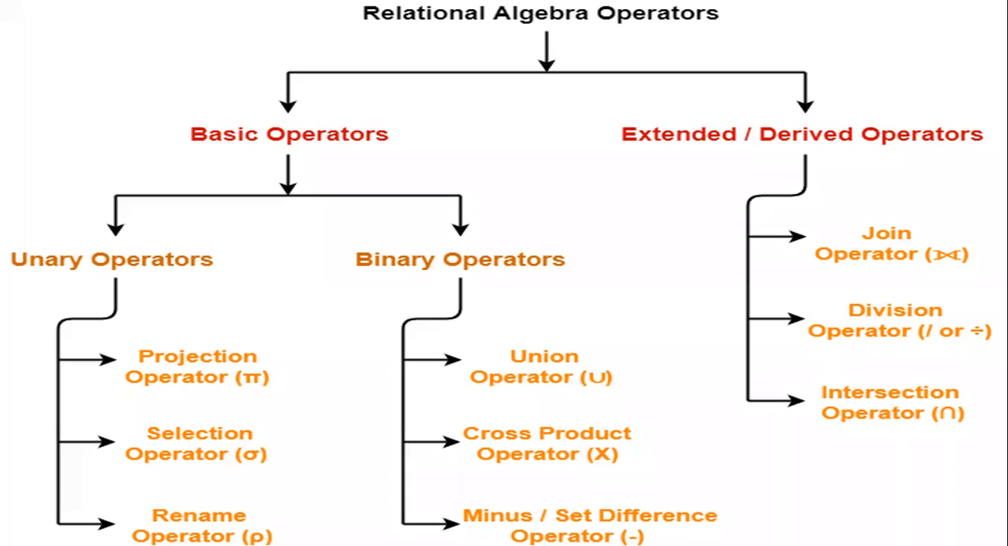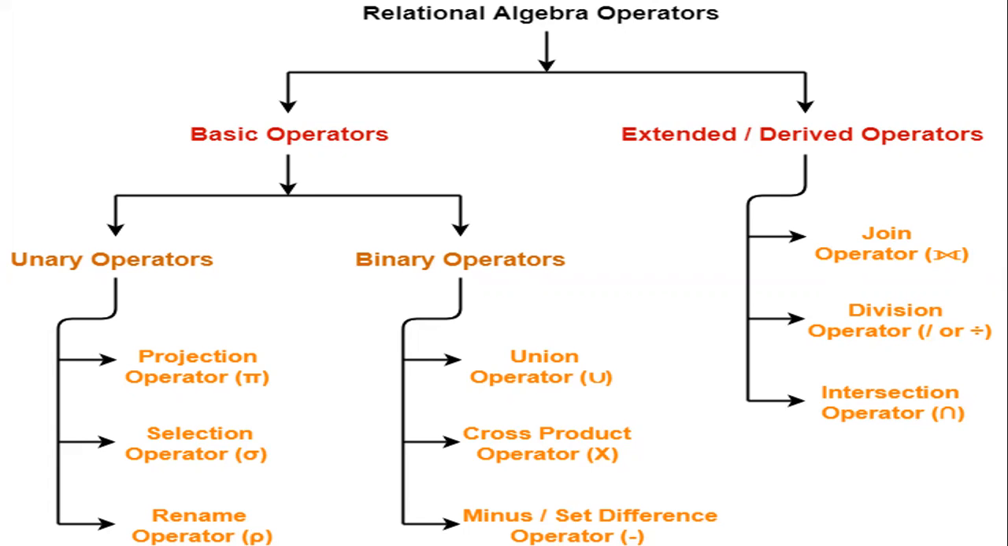As we have discussed, the relational algebra operations are categorized mainly as basic and derived operations. In basic operations, we have unary operations and binary operations. Using these basic operations, we can derive new operations like join, division, and intersection. In unary operators, we have projection, selection, and rename, which will be applied on a single relation. In binary operations, we have union, intersection, cross product, and set difference.